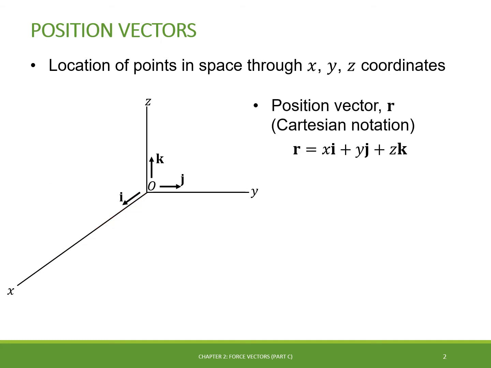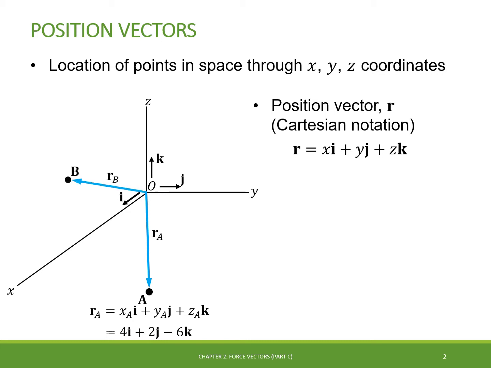With this information, we are ready to define the position vector r using the Cartesian notation for the points A and B. For the point A, we have the vector r sub A, denoting the position of the point A from the origin of the coordinate system, written as a Cartesian vector using its coordinates. And for the point B, we have another position vector r sub B, denoting the position of the point B from the origin, also written as a Cartesian vector using its coordinates.